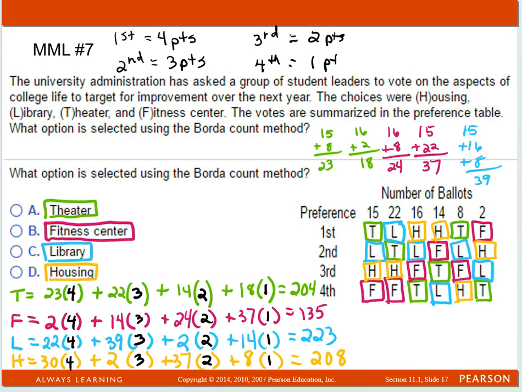Hopefully I didn't mess anything up, but I know my numbers are right. Whoever has the most points wins, and that would be 223, which is blue, which is the library. Once again, library is the choice. And that is the Borda count method.